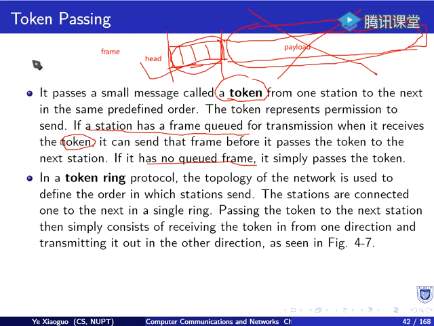In the token ring protocol, the topology of the network is used to define the order in which stations send. Stations are connected one to the next in a single ring. So usually token passing is a ring, right? It is a single ring. The token turns in one direction. Passing the token to the next station then simply consists of receiving the token from one direction and transmitting it out in the other direction.